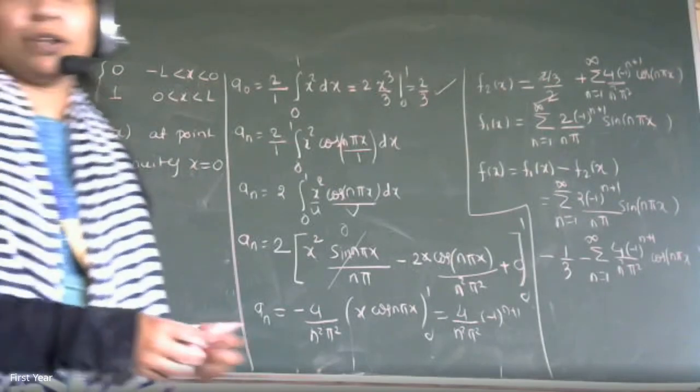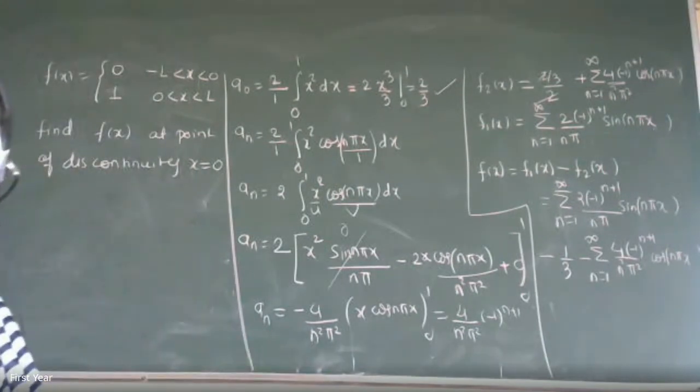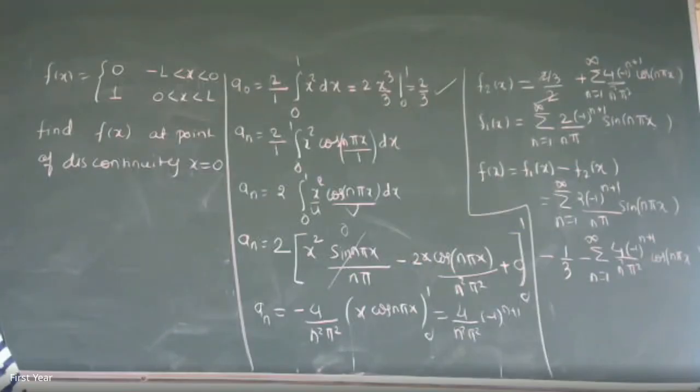Everybody understood the question? You have to find the Fourier series expansion of the given function, which is discontinuous. Then what you have to do next? You have to also find the value of the function at the point of discontinuity. So the point of discontinuity is 0.